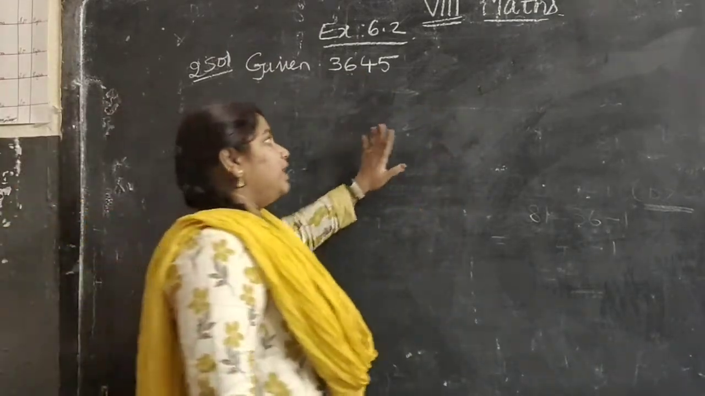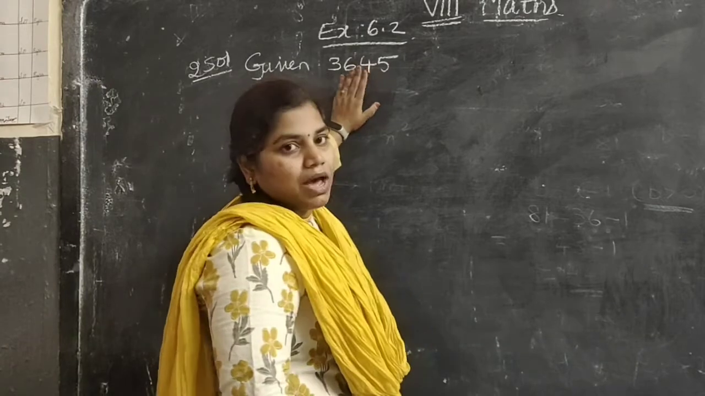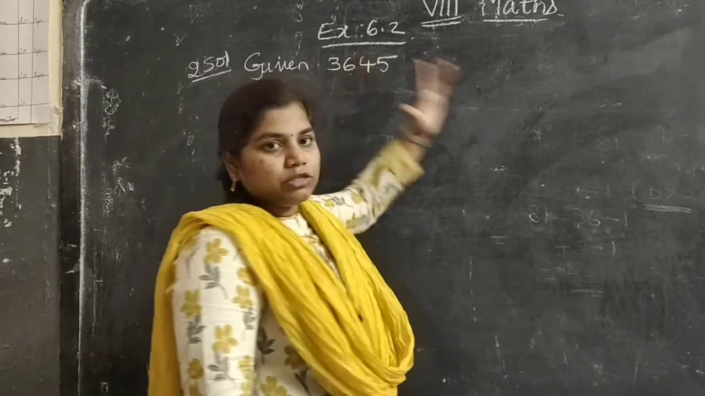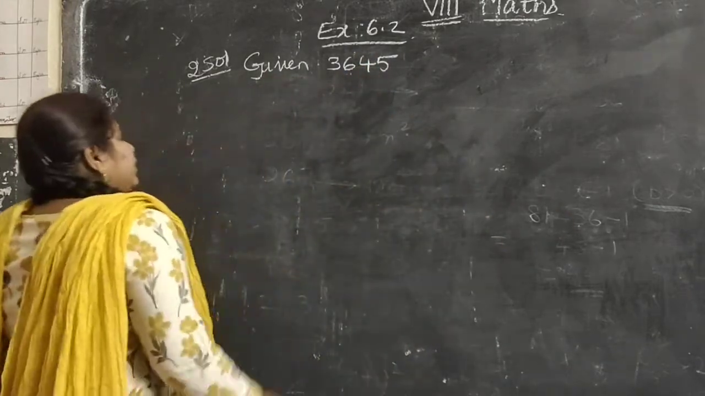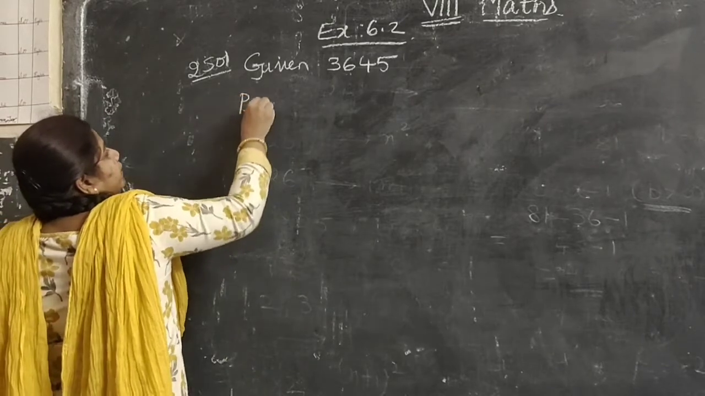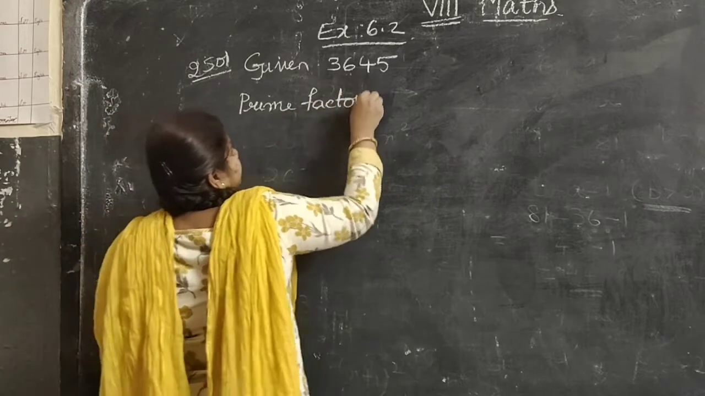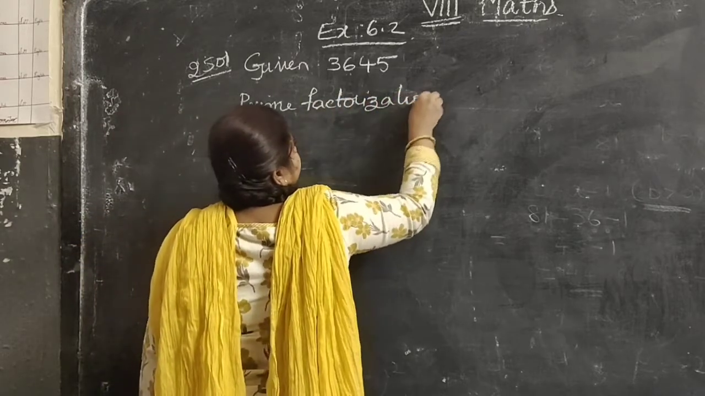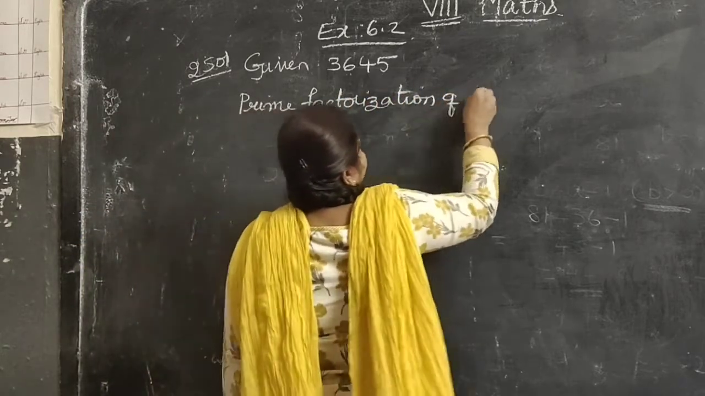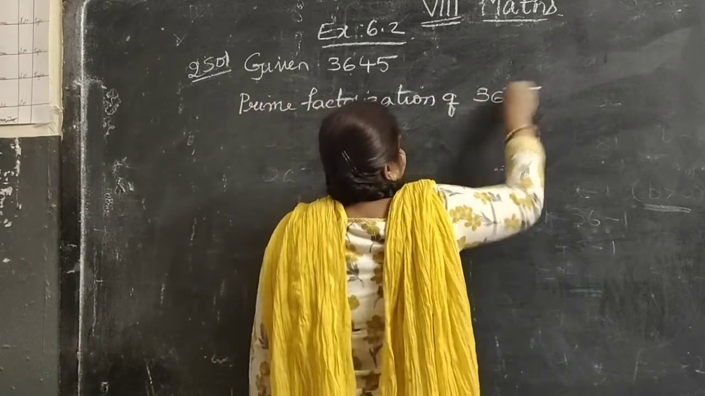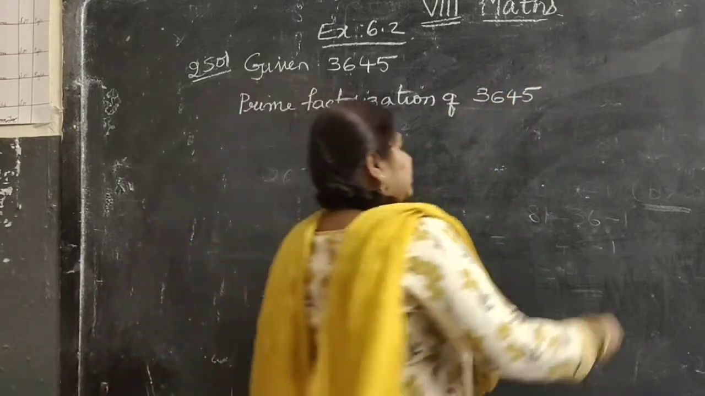So which number we have to multiply to this value to make it a perfect square, we have to see. So first what we have to do? We have to find the prime factorization of 3645. So first find the prime factorization here.